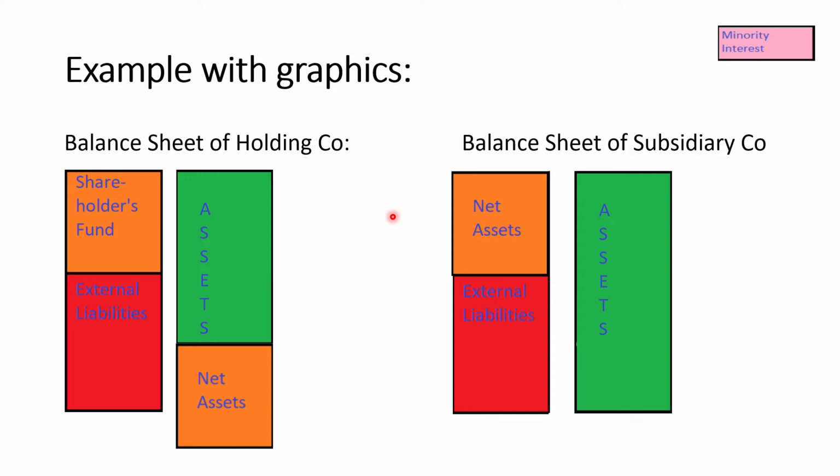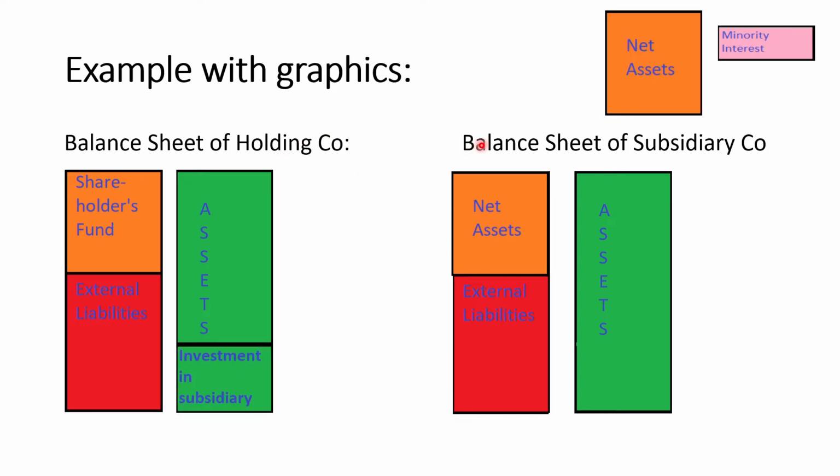Say for example, the holding company is holding only 80% shares. I'm just backing the step. Suppose the holding company only holds 80% shares in the subsidiary company and 20% shares are held by outside parties, means persons other than holding company. 80% shares are being held by holding company and 20% shares are being held by outside parties.